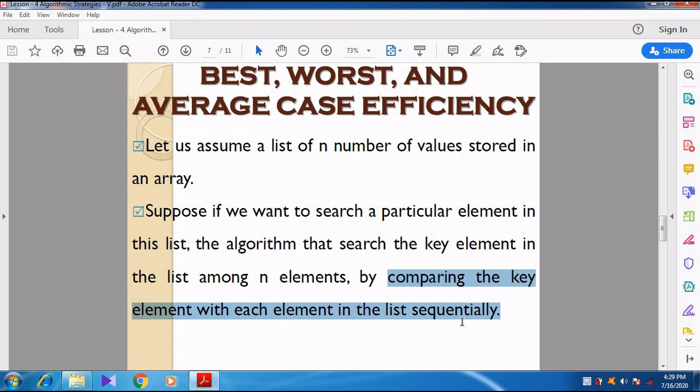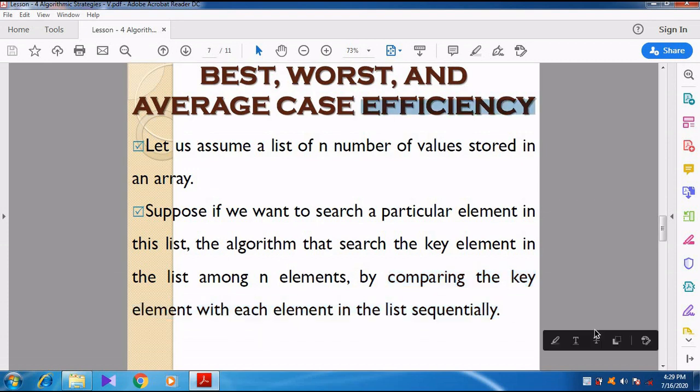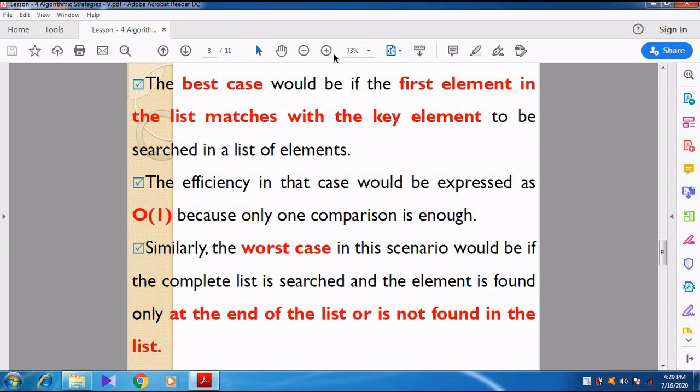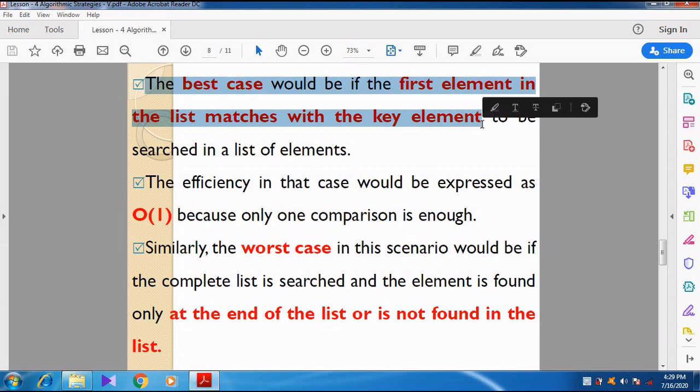No. So like that, I go through all the values, and when I reach the value 4, I compare the search value with the current value, and if both are equal, then we can say that we found the search key element. Right. Like that I am going to do. Whenever I search like this, there is a best case and a worst case. See, the best case would be when the first element in the list matches the key element.